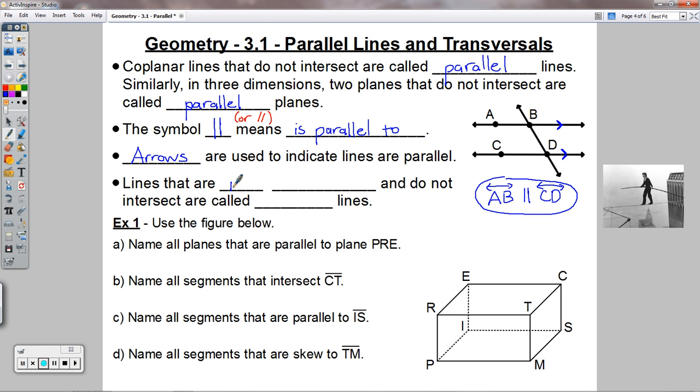And lines that are not coplanar, so not on the same plane, and do not intersect are called skew lines.